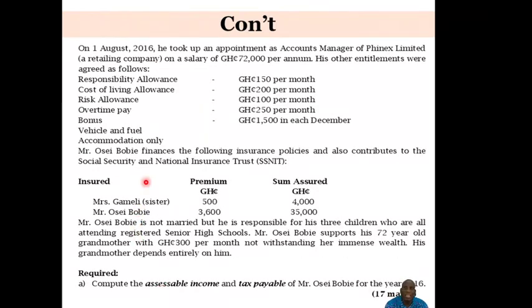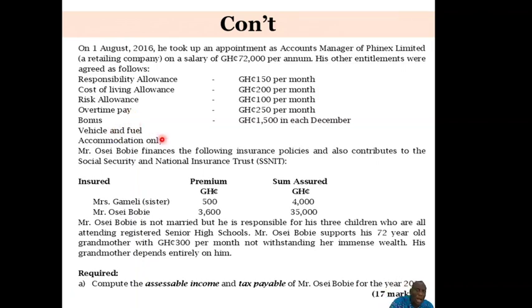In August 2016, he took up an appointment as accounts manager of Phoenix Limited, a retailing company, on a salary of what? 72,000 per annum. His other entitlements were agreed as follows: responsibility allowance, cost of living allowance, risk allowance, overtime pay. All the figures will be added to his income and taxed. Why? Because he is not a qualifying junior employee. There's no way an accounts manager can become a qualifying junior employee. A qualifying junior employee is a junior staff whose qualifying employment income should not be more than what? 1,500 per month or 80,000 cedis for the year.